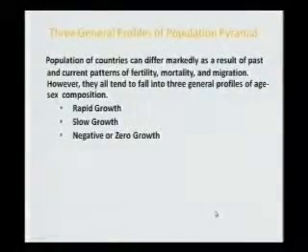So, on the basis of the age-sex pyramid, what you can see is that there are basically three kinds. The first one is rapid growth, the second one is slow growth, and the third one is negative or zero growth. Rapid growth is indicated by a pyramid with a large percentage of people in the younger ages, a triangular shape, broad base, and concave sides.